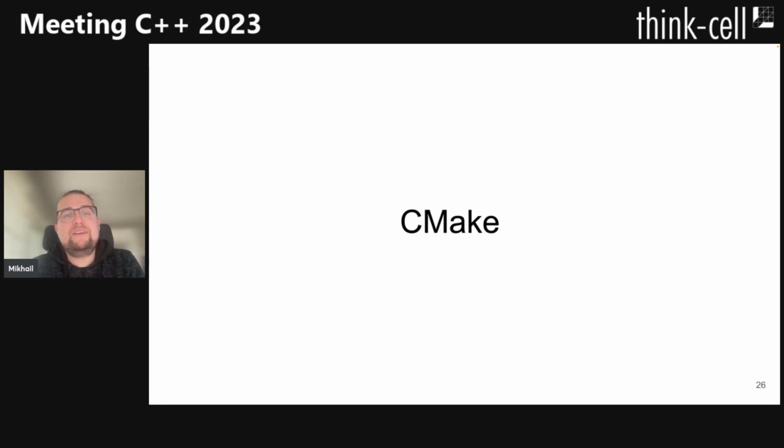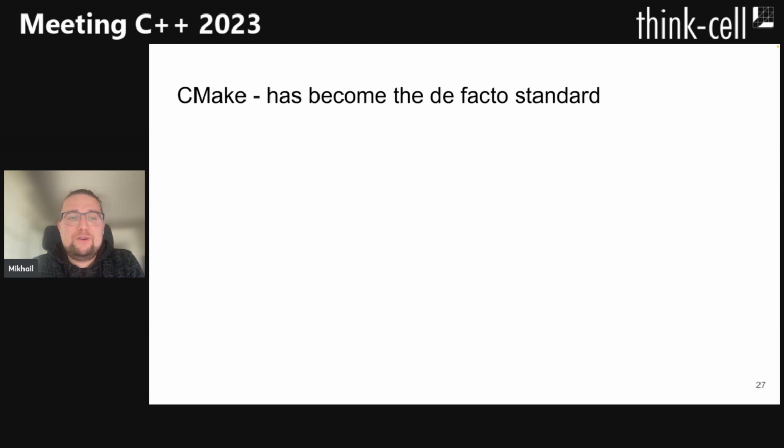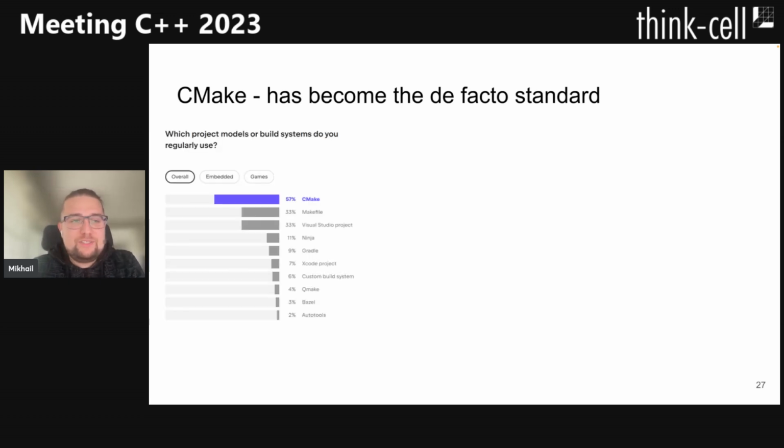It's called CMake. And I know that CMake is not the favorite build tool in the C++ community. It has a lot of controversy. I would say that it has become the de facto C++ standard tool. If you look at any survey or poll, for example this one from the JetBrains ecosystem survey, you will find that most of the projects are now migrating to CMake.